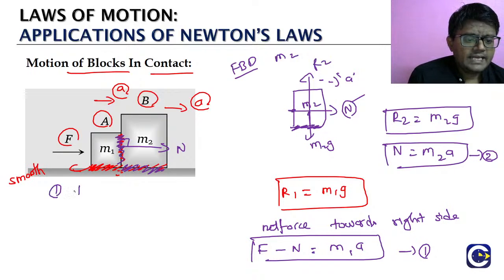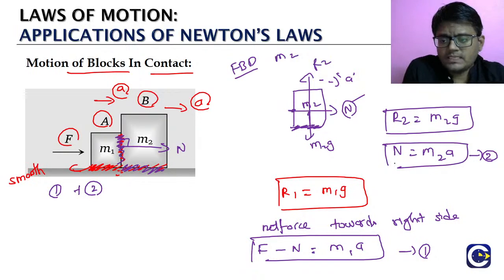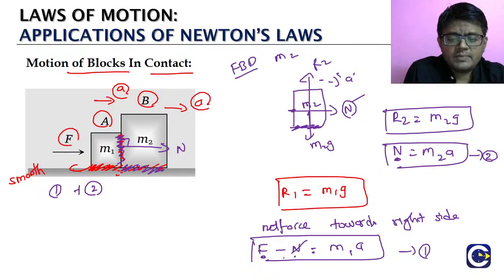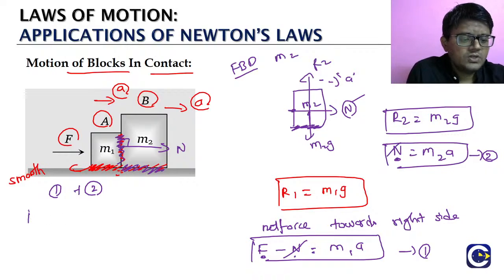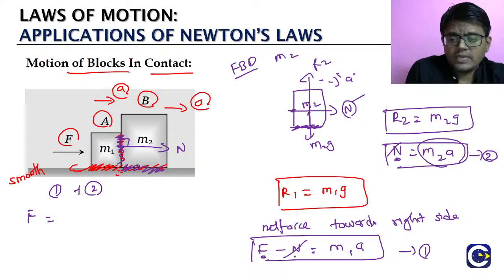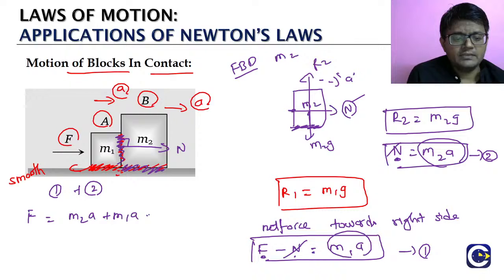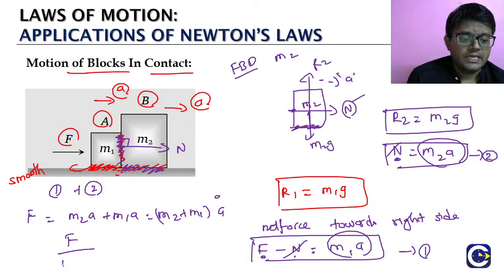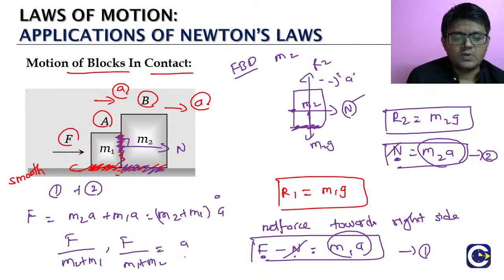பாருங்க, adding equation 1 and equation 2. LHS ல என்ன இருக்கு? Here F minus N, and here plus N. So the plus N and minus N cancel ஆயிடும். So on the left hand side we'll have F. Right hand side ல என்ன வரும்? Here we have M2A, here M1A, which is M2A plus M1A. இதுல A common எடுத்தா it will be M2 plus M1 into A. So A தான் நமக்கு வேணும், which means A equals F by M2 plus M1. Or we can also write it as F by M1 plus M2. That is the acceleration.